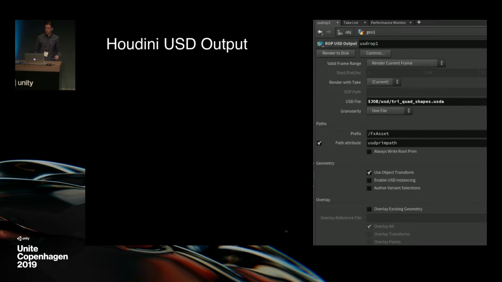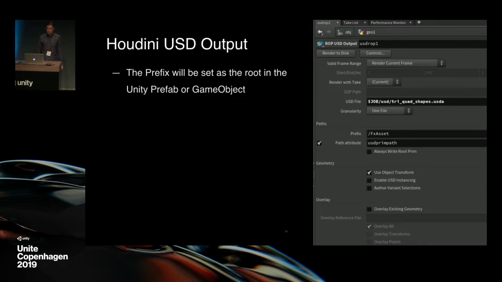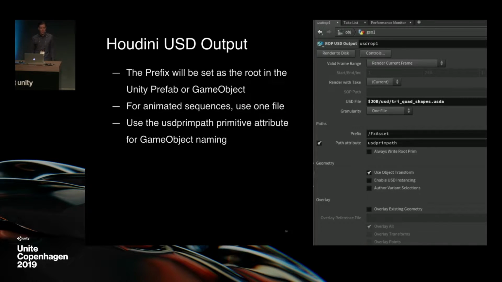So production USD authoring is well beyond the scope of this talk, but it's often carried out by various processes and tools. But I'll cover the analogous methods for Unity from output through Houdini or Maya. As with Alembic, you can set a number of different arbitrary primitive attributes that will be written into the USD, and only some are of particular relevance. So using the Houdini USD ROP, the prefix will be set as the root of the Unity prefab or the game object. For animated sequences, I highly recommend using a single file rather than multiple files.